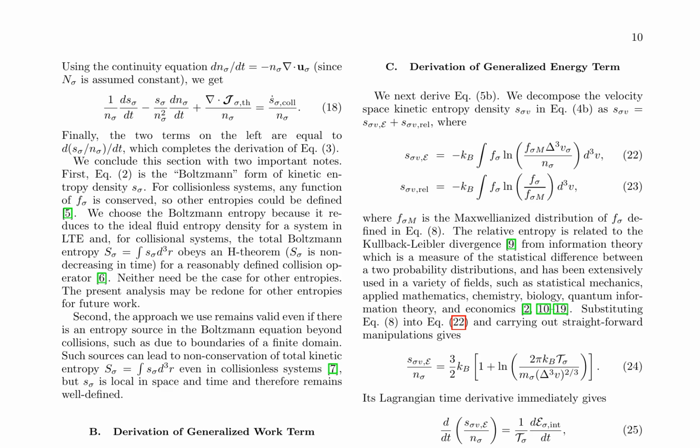The Boltzmann entropy density is chosen due to its desirable properties, including reduction to the ideal fluid entropy density for systems in local thermodynamic equilibrium, LTE, and satisfaction of an H theorem for collisional systems. Notably, the approach remains valid even in the presence of entropy sources beyond collisions, such as boundaries of a finite domain, which can lead to non-conservation of total kinetic entropy, but the local kinetic entropy density remains well defined.